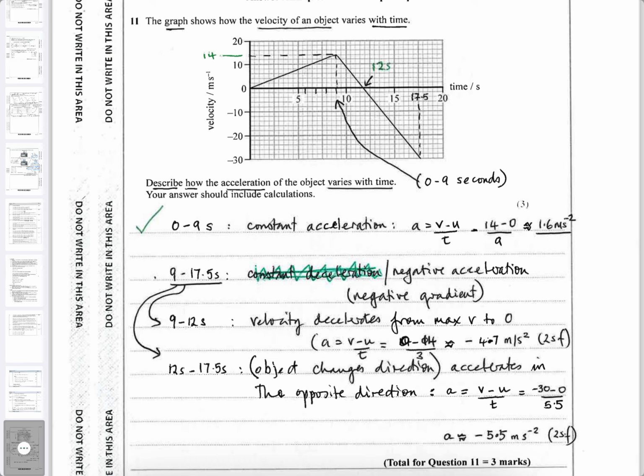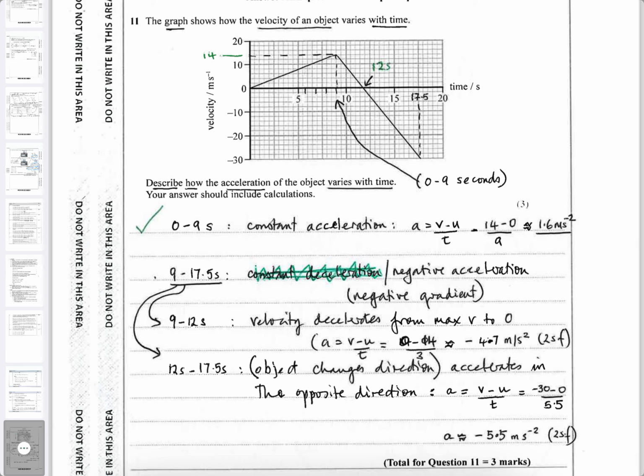So they just want you to change the graph into words. And you can see that even I made a mistake. I have scrubbed out one bit, which I then clarified using the subdivision below with the arrows going down. From 0 to 9 seconds, I've said that there's constant acceleration. It says your answer should include calculations, so I've shown the steepness of the slope going up between 0 and 9 seconds.